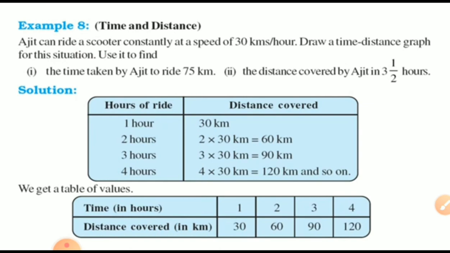Example number 8, time and distance. Ajit can ride a scooter constantly at a speed of 30 km per hour. Draw a time distance graph for this situation. Use it to find the time taken by Ajit to ride 75 km, and the distance covered by Ajit in 3.5 hours. The table is given for 1 hour, 2, 3 or 4 hours, and distance travelled is also given at a unique speed, 30 kilometer per hour.